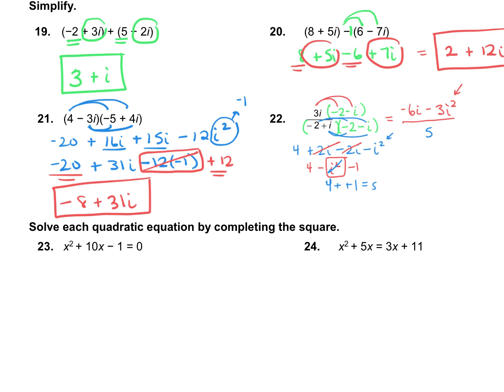Now up here, we've got an I squared. So this is a negative 3 times I squared, which is negative 1. So negative 3 times negative 1 is positive 3. And so we have a 6i and a positive 3. The way that we'll write that is we'll write the 3 first minus the 6i all over 5. And then can we simplify this any further? Can the 3, 6, and 5 all be reduced by the same number? Because they can't, we'll just leave it like that.